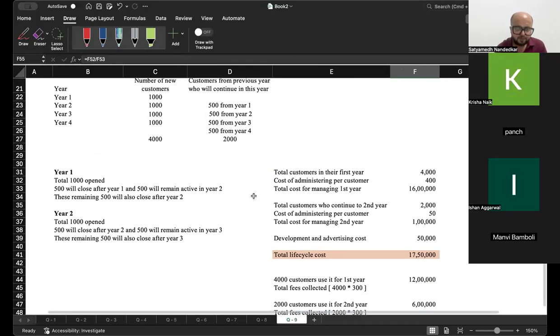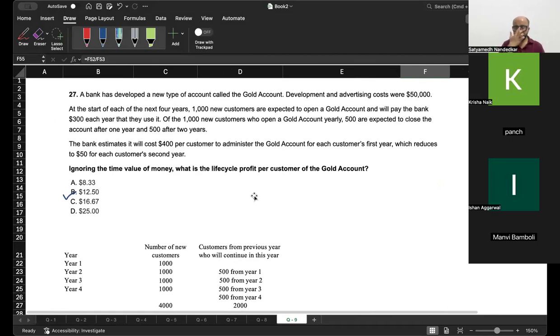Okay. See, the question says that if 1,000 customers open an account in year one, then 500 close it in the first year and then 500 close it in the second year. So if in year one you have enrolled 1,000 customers, then how many of those will go to second year?